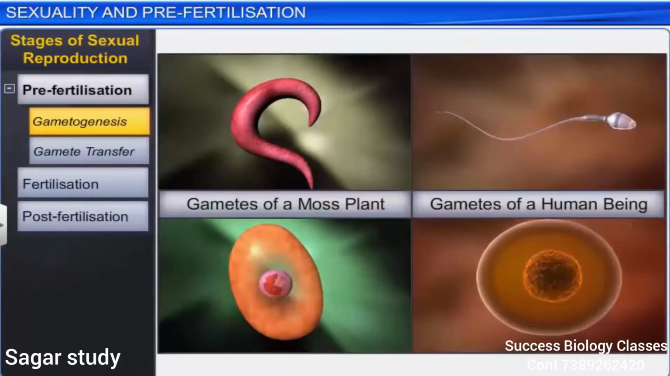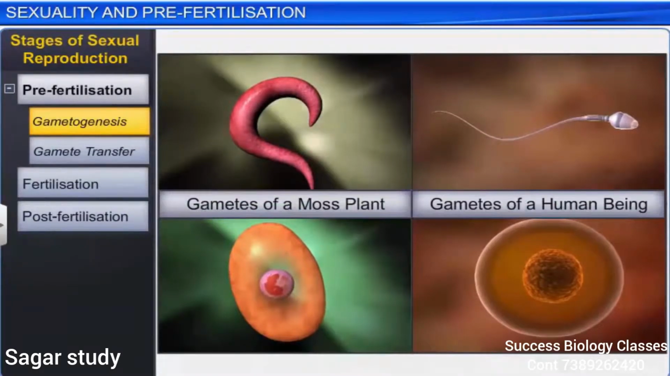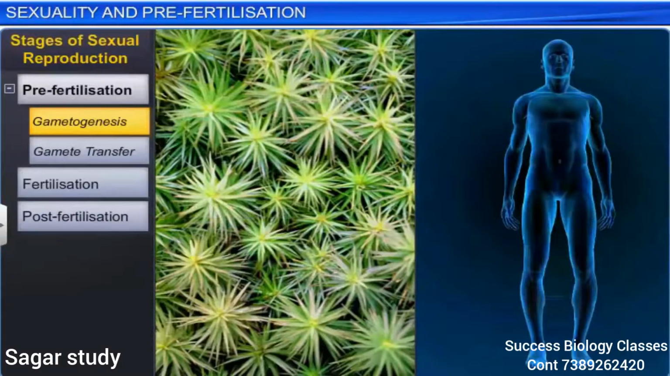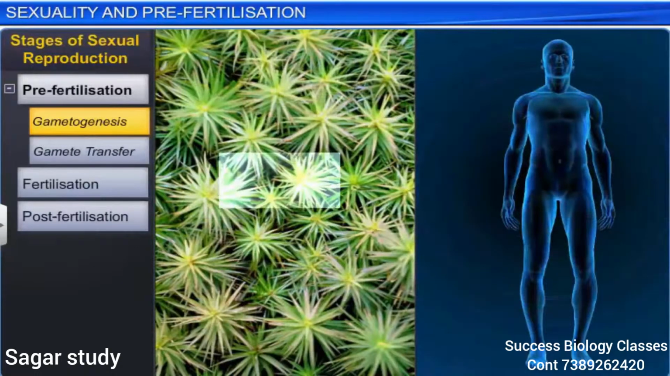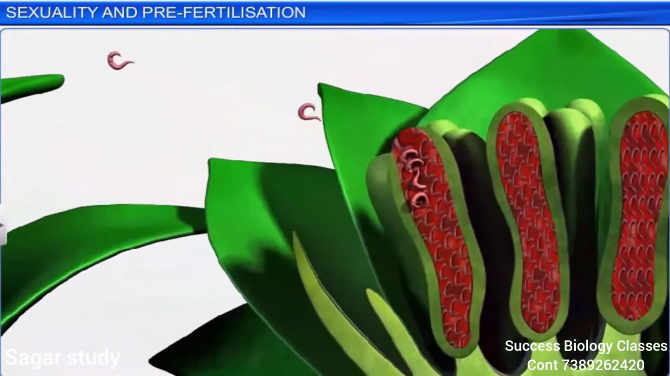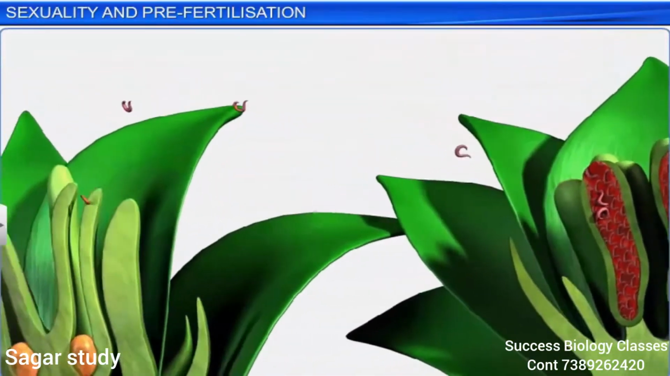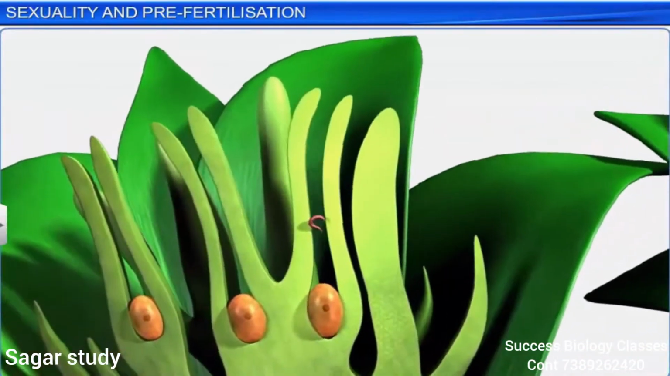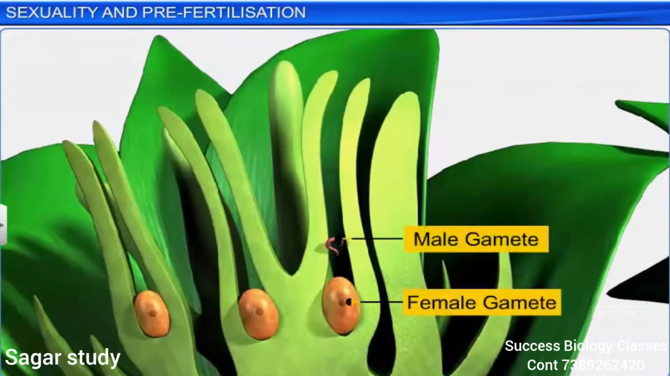Gametogenesis refers to the process of formation of the haploid male and female gametes due to cell division in the parent body. The type of cell division is decided by the nature of the parent body. Haploid organisms such as moss, a type of bryophyte, produce gametes by undergoing mitotic division.